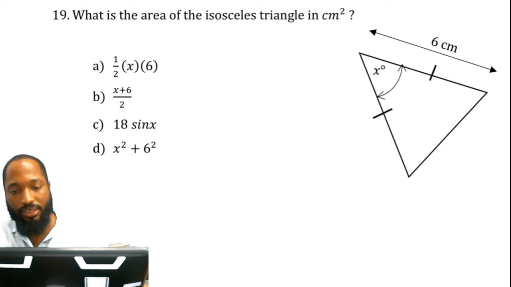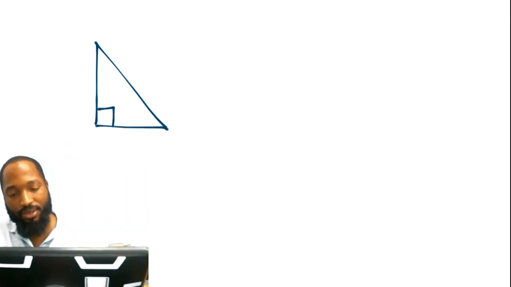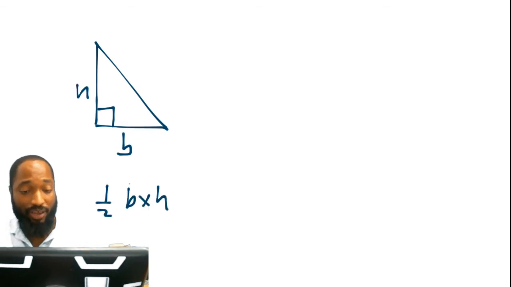Alright, so if you get a triangle, there are a few ways to find the area of a triangle. There's this way: half base times height. That is one way to find the area of a triangle.